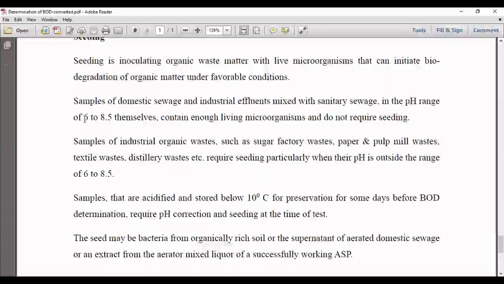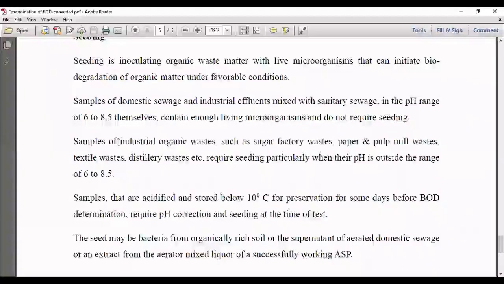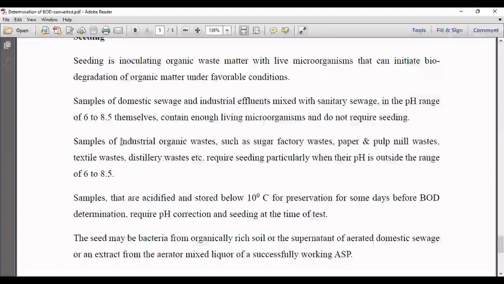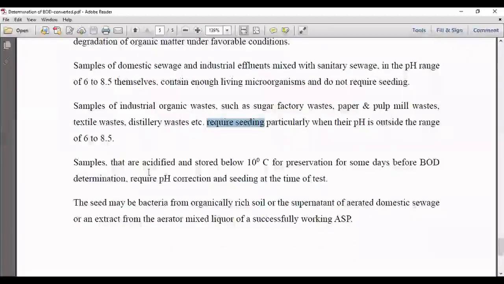If the pH is less than 6 or more than 8.5, that means acidic and basic conditions respectively. Now, samples of industrial organic waste such as sugar factory waste, paper and pulp mill waste, textile waste, distillery waste, etc., require seeding, particularly when their pH is outside the range. Though these are industrial organic wastes, if their pH is outside this range, we have to go for seeding, right? Samples that are acidified and stored below 10 degrees Celsius for preservation for some days before BOD determination require pH correction and seeding at the time of the test.